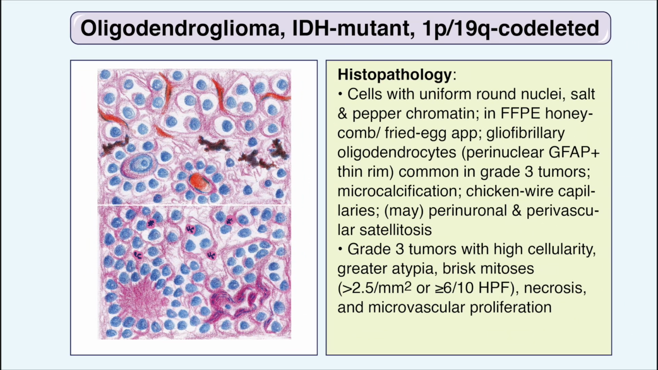Tumor cells manifest uniform round nuclei with salt and pepper chromatin. In FFPE tissue, clear cytoplasm often creates an artifactual honeycomb or fried egg appearance.